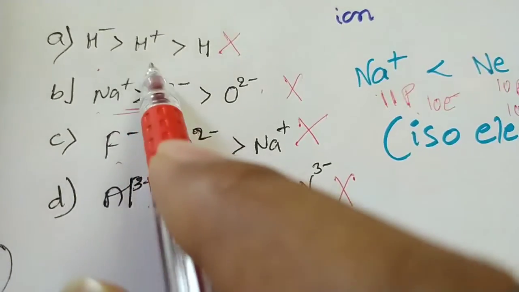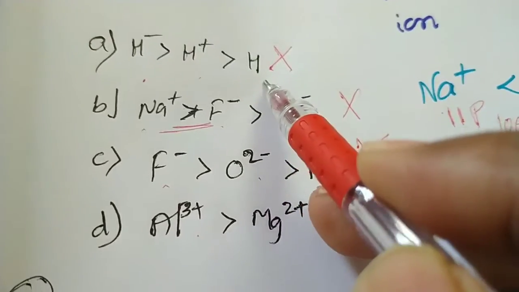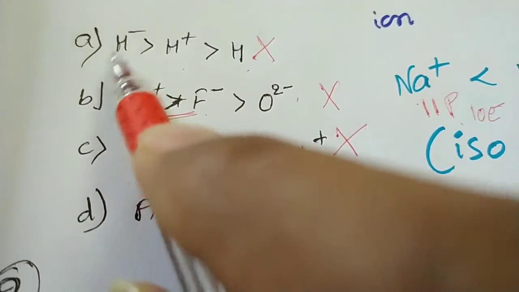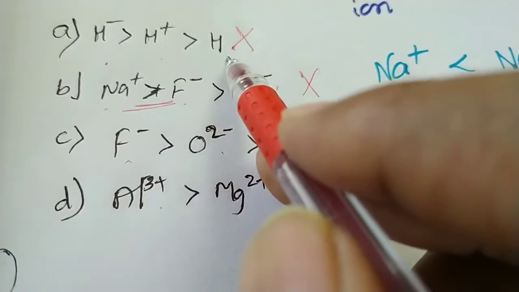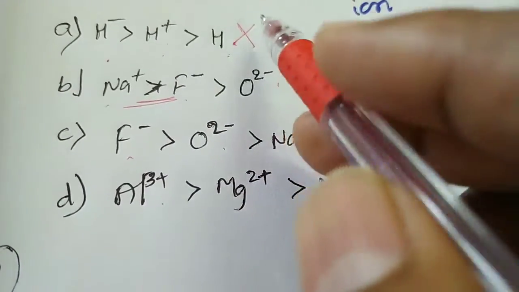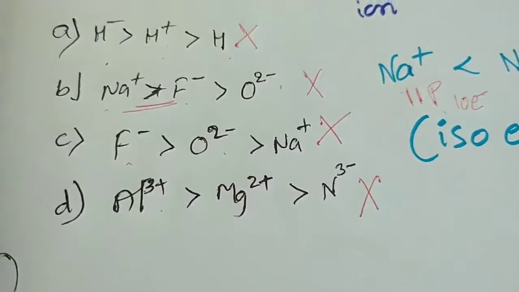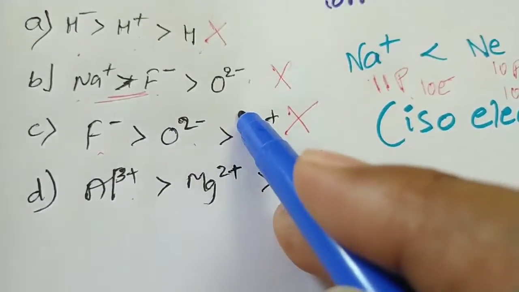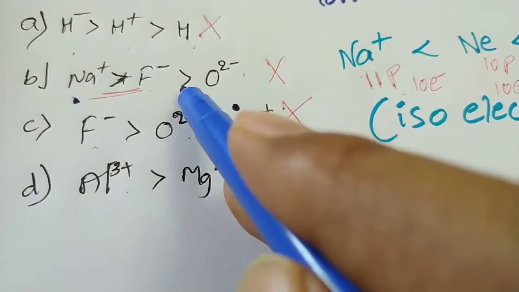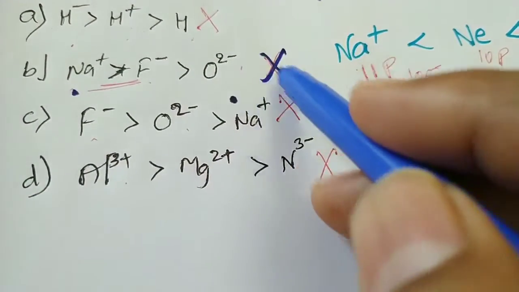H minus, H plus, H. Negative is higher than positive, that is okay, but positive should be smaller than neutral. So it is a wrong option. Then the second option, Na plus, F minus, O2 minus. Plus and minus, so it is the wrong option.